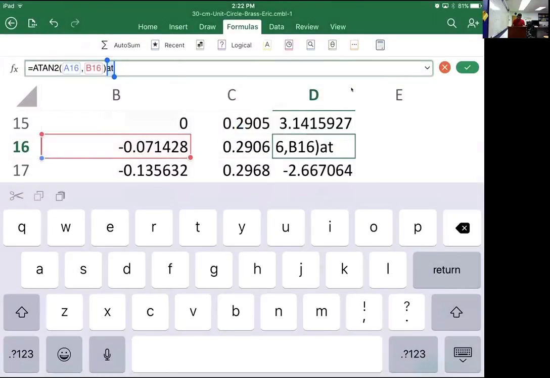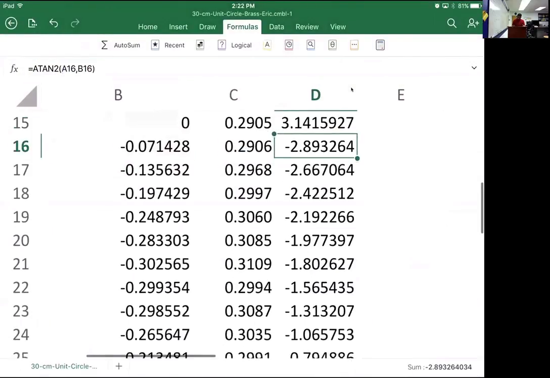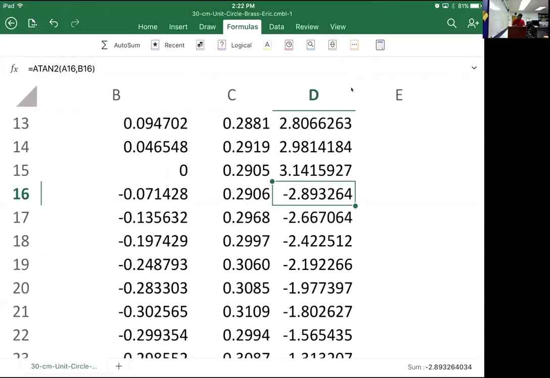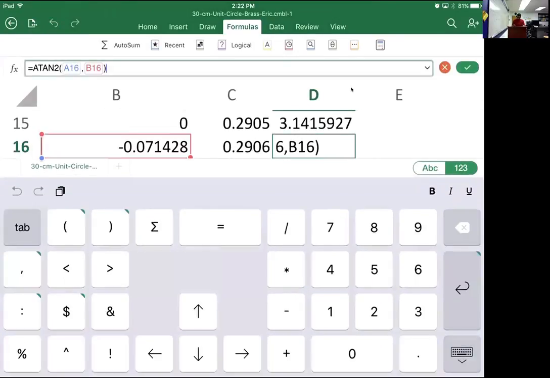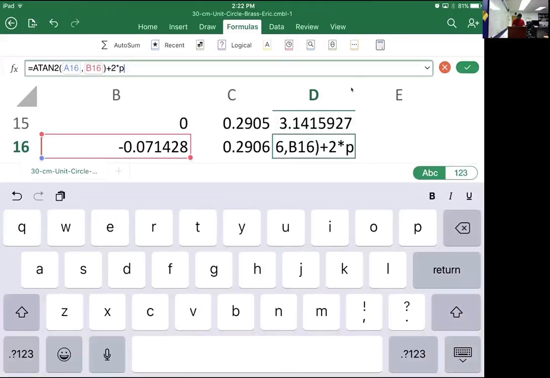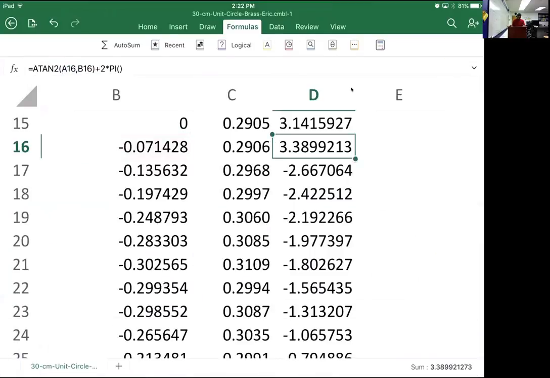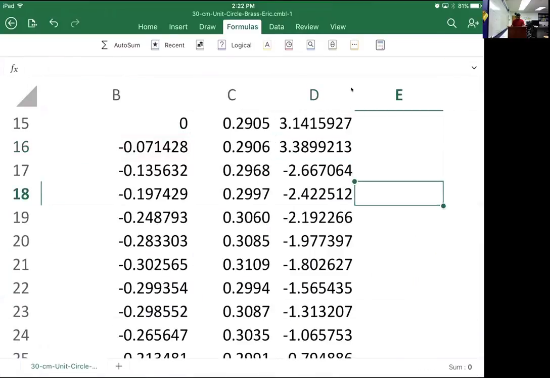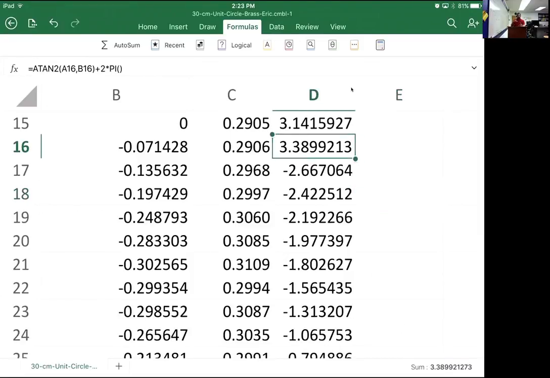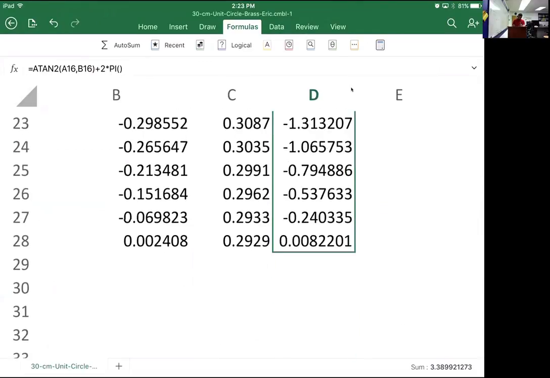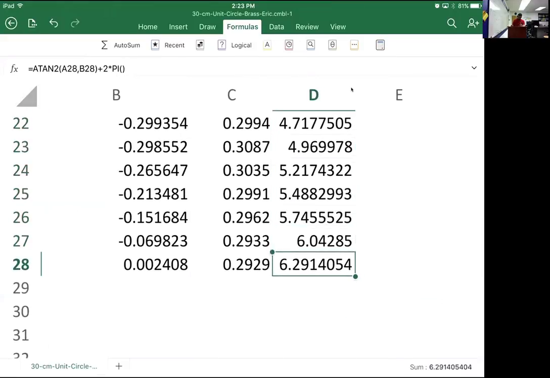So let me just get rid of this stuff that I placed in here. So down here, we want to fix this. The way we're going to fix this is like this. We're going to add 2 times pi. Okay. And so you'll see now that the value is a little bit higher than 3.14. That just represents that the angle is going below 180 degrees. So I'm going to fill down, and you'll see that I end up with about 6.